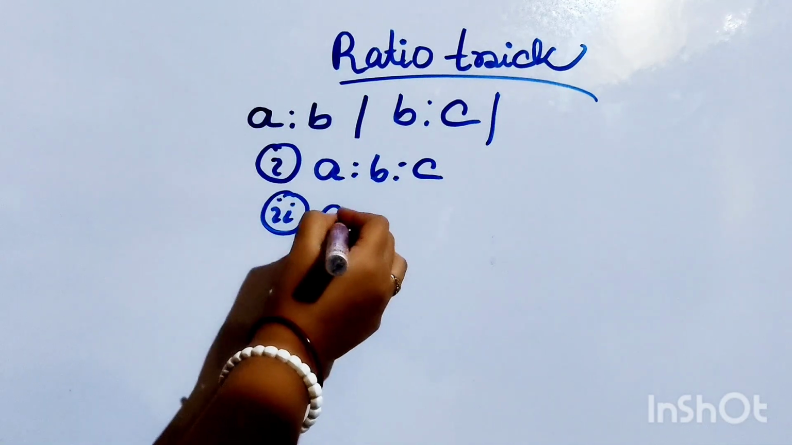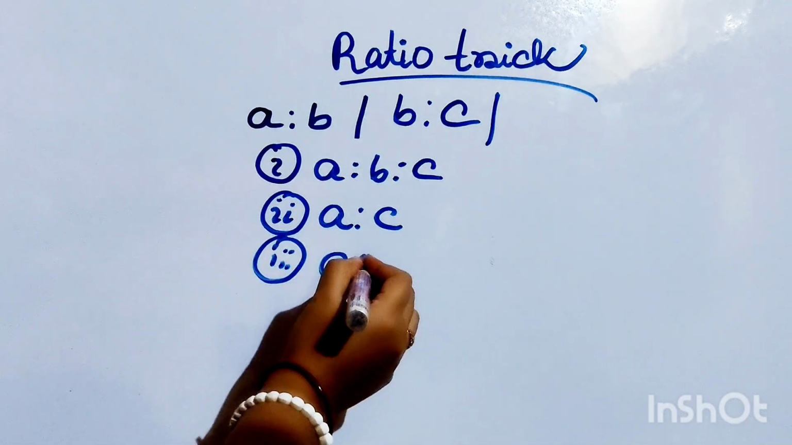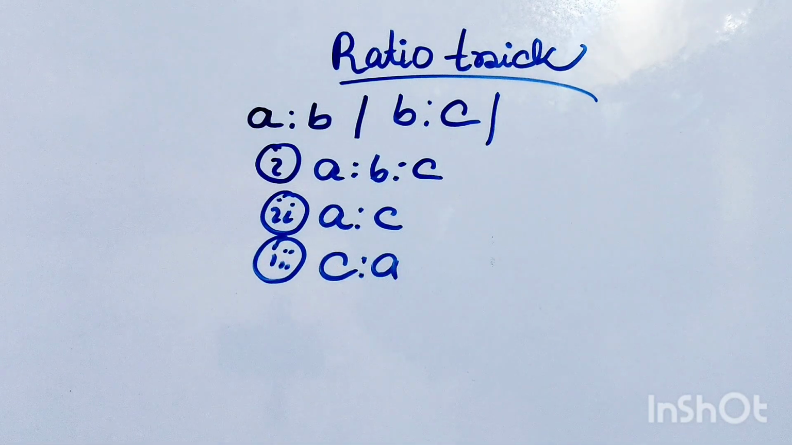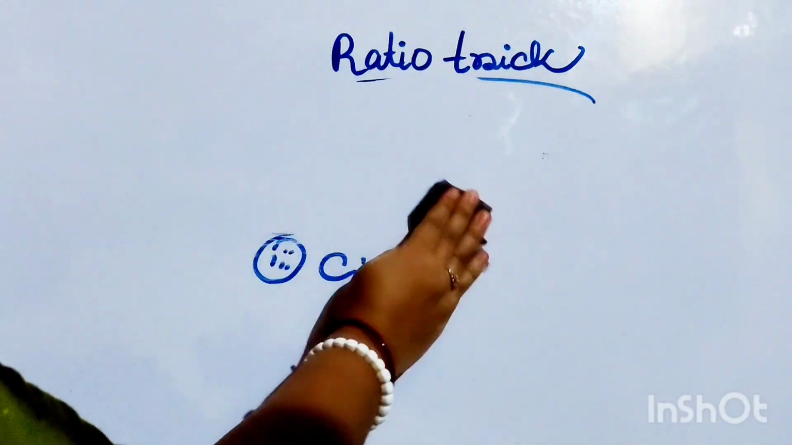One by one I am writing here. In number 1 you can find the value of A is to B is to C, in number 2 A is to C, and in number 3 C is to A. And basically the questions from the ratio chapter will be these types of questions in every exam. Now I will discuss what is the trick.